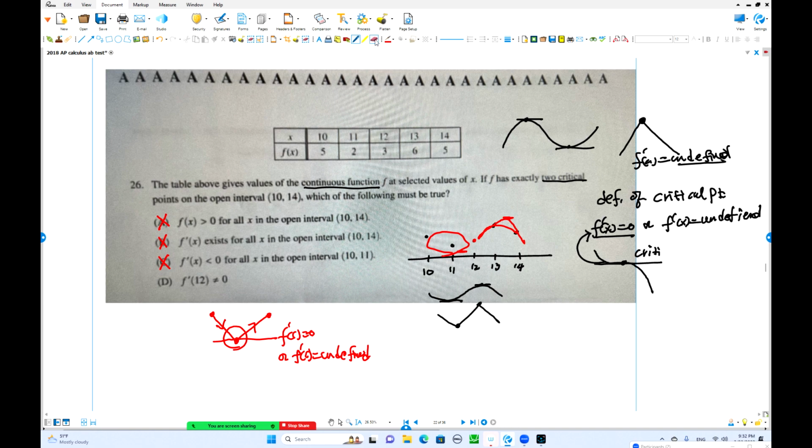Yes, we have two critical points already. Exactly, there are exactly two critical points. So this one cannot be a critical point, right? That is not equal to 0. A critical point must be equal to 0, but this one cannot be. We have the two already: one over here, the other one over here. So this point cannot be right. The slope of the tangent line must equal 0. So choice D is correct.